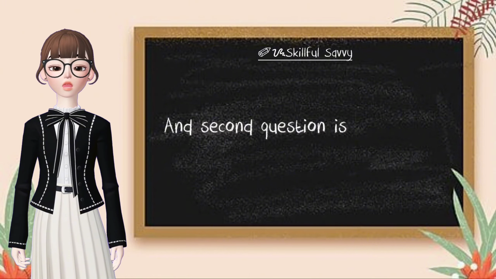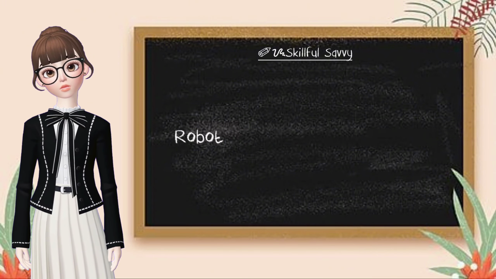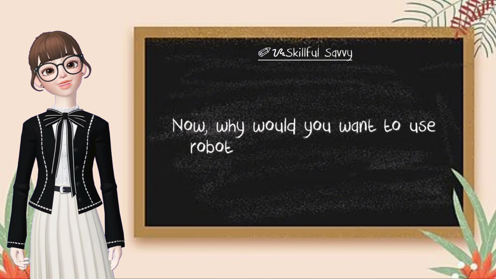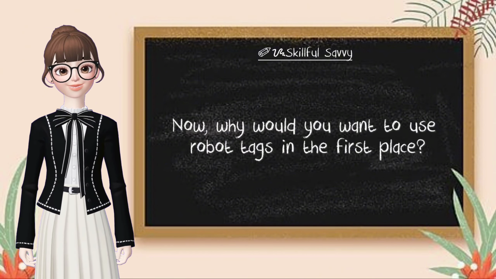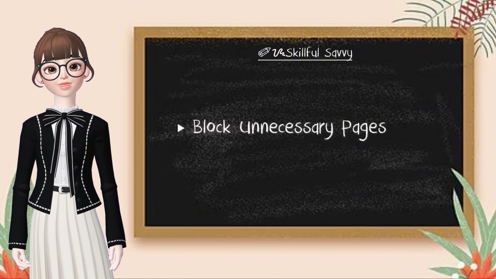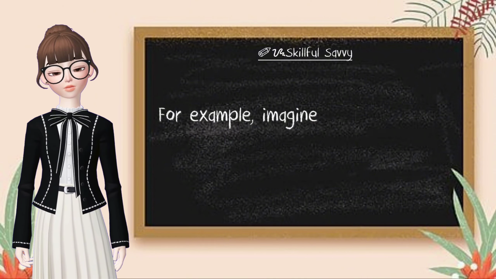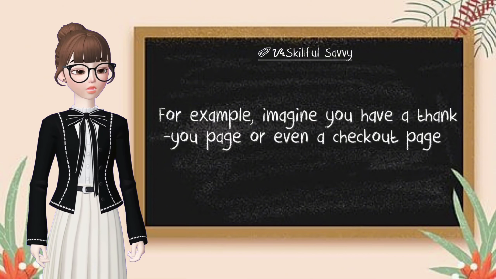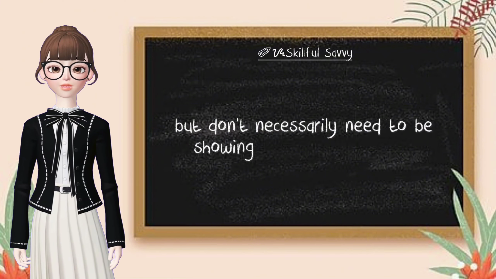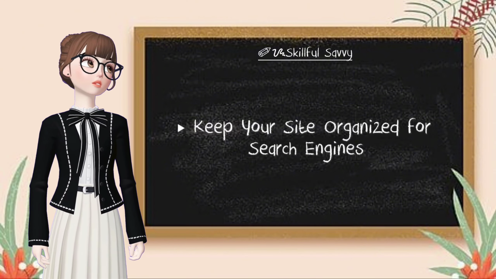And a second question jumps into our mind. Why use robot tags? Robot tags, the power of control. Now, why would you want to use robot tags in the first place? Robot tags can do various things. Block unnecessary pages from showing up in search results. For example, imagine you have a thank you page or even a checkout page. These are important for your users, but don't necessarily need to show up in search results.